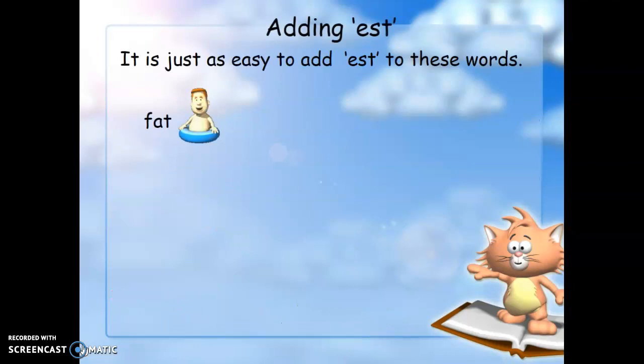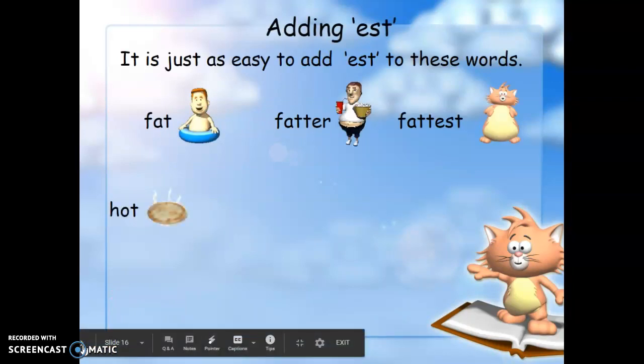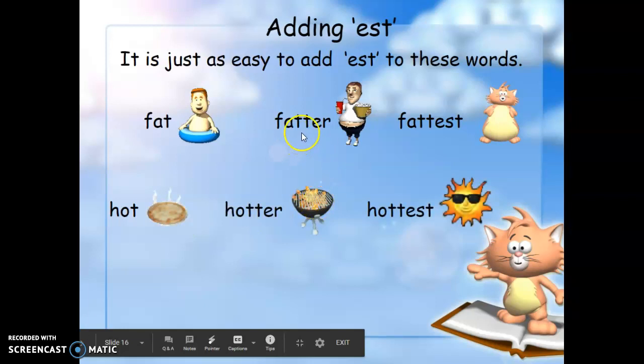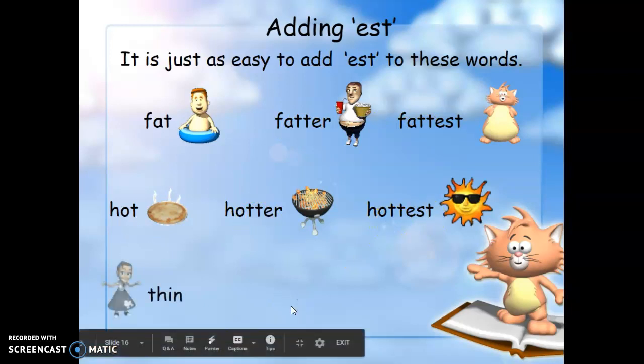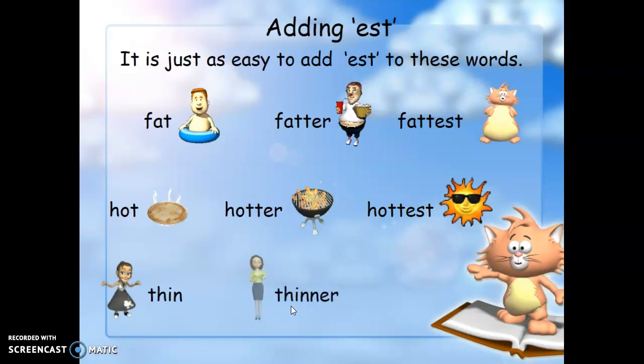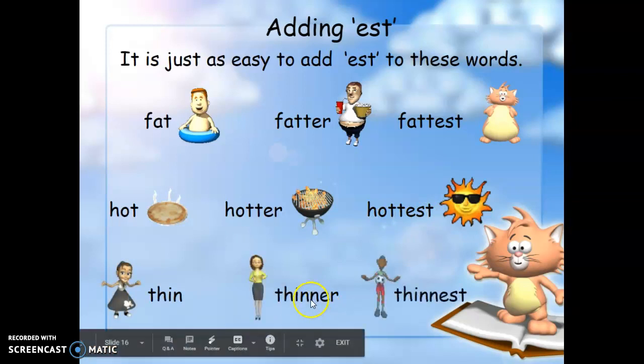The same thing applies if we're adding the EST suffix. So remember fat, fatter, fattest. Can you see that the consonant has been doubled? And it's the same for hot, hotter, hottest, and thin, thinner, and thinnest. Can you see that the consonant has been doubled here?